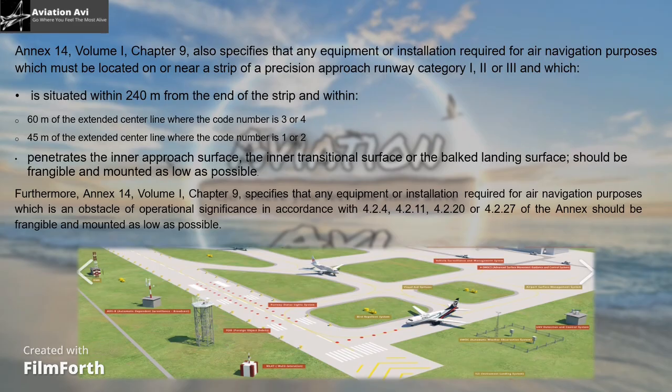penetrates the inner approach surface, inner horizontal, inner transition surface or the balked landing surface should be frangible and mounted as low as possible. Further, Annex 14, Volume 1, Chapter 9, same chapter, specifies that any equipment or installation required for air navigation purposes which is an obstacle of operational significance in accordance with 4.2.4, 4.2.11, 4.2.20 and 4.2.27 of the annex should be frangible and mounted as low as possible.